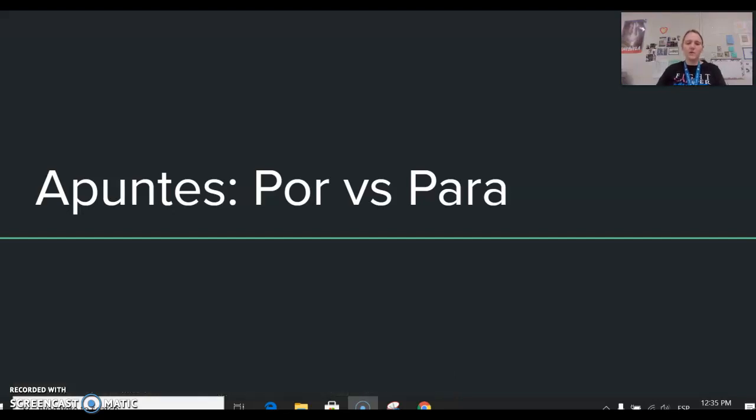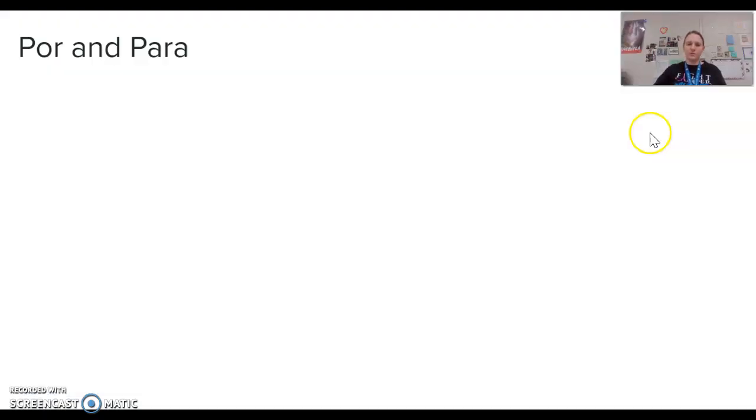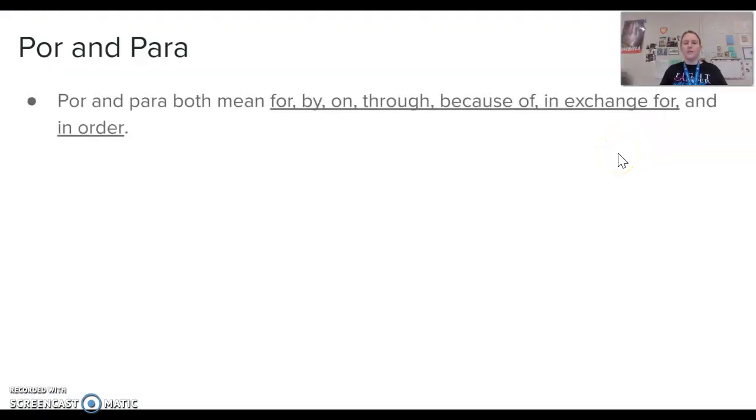Hola clase. Today we're going to be talking about por versus para. So in Spanish we have two different words for the following things. Por and para both mean for, by, on, through, because of, in exchange for, and in order to.